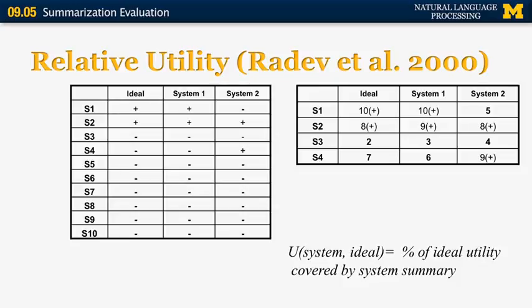So the utility is essentially the percentage of the ideal utility that the system summary picks. Now, this utility can be further expanded into a concept of relative utility, which takes into account also the difficulty of the task. So as in many other NLP problems, we have some sort of a lower bound, which is the random performance. If a system were to pick 2 random sentences out of the 10, what score would it get? And we also have an upper bound that corresponds to what human judges would get on each other's gold standards if they had to pick 2 sentences out of 10.